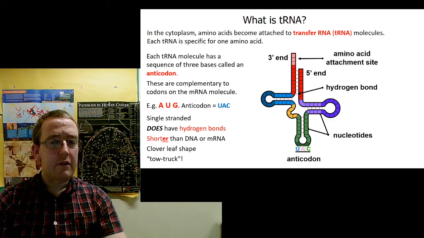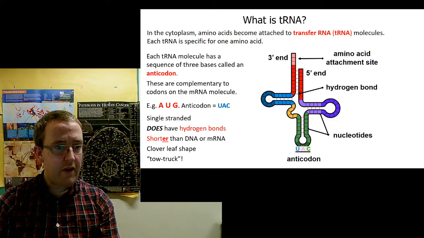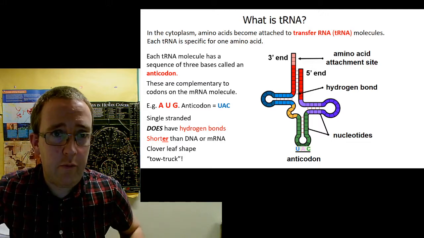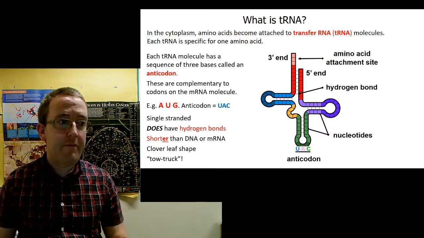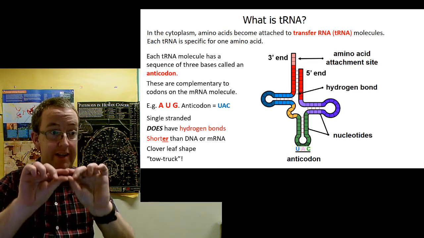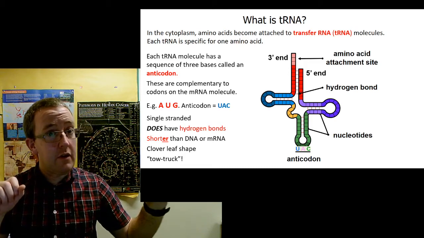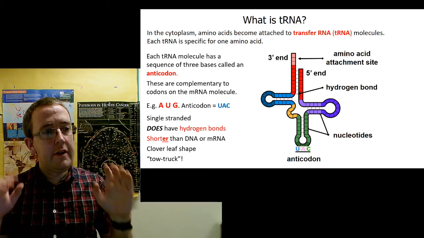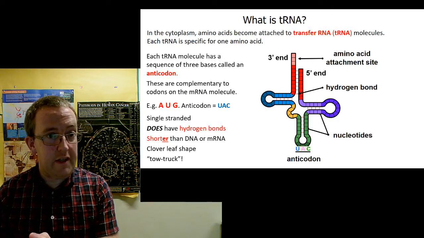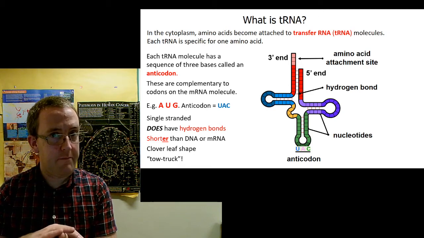So other things that you should know, which could come up in a question: it is single-stranded, but it does have hydrogen bonds. And this is how they catch you out, okay, compared to RNA. So RNA is single-stranded, but doesn't have any hydrogen bonds. It's a linear, open-form molecule. Because what's going to happen? It's going to be read by a ribosome, okay? tRNA is still single-stranded, but it does have hydrogen bonds because it's folded up on itself, okay?